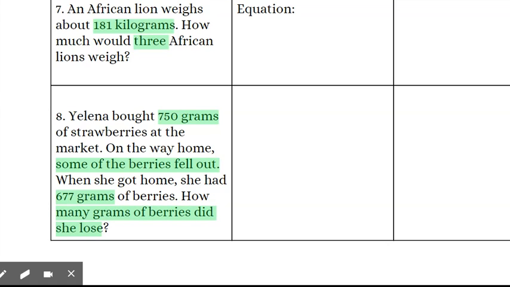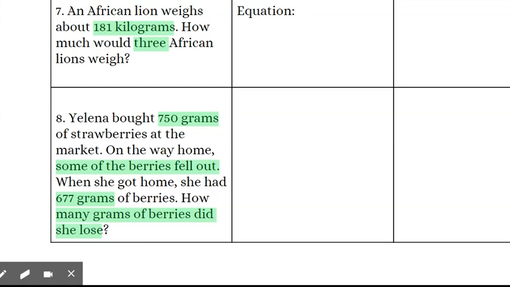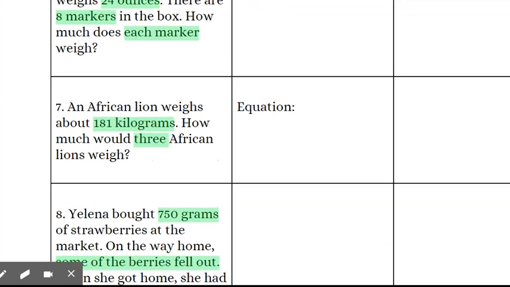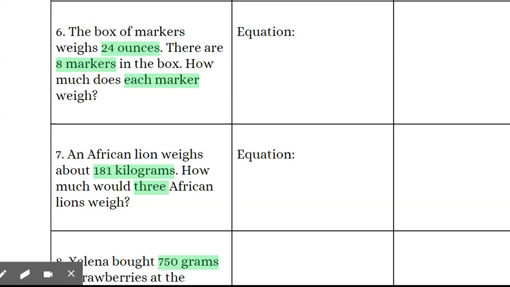All right, boys and girls, you can do this. Go ahead and write your equations, solve your problem, and type your answer in your Google Doc or on paper and submit it to your teacher.